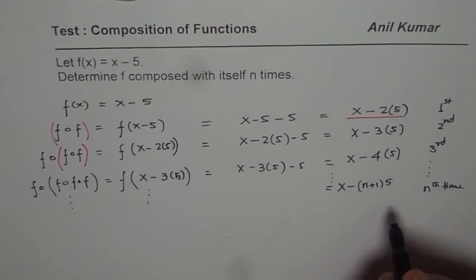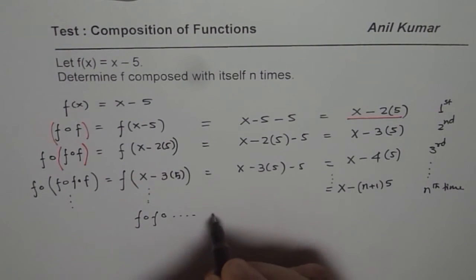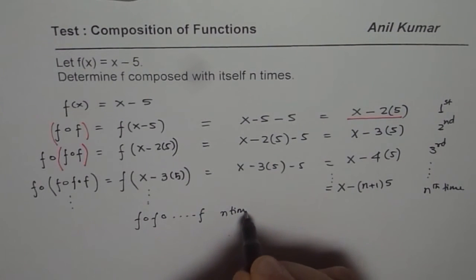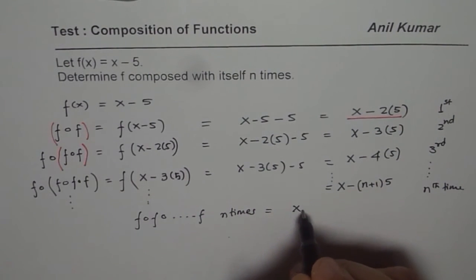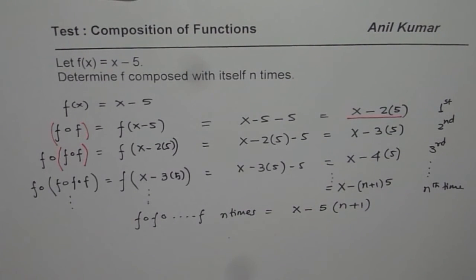Is it okay? So we can say when we do f of f, n times, then the result will be x minus 5 times n plus 1. Correct. So that is how we can find a relation. I hope that helps. Thank you.